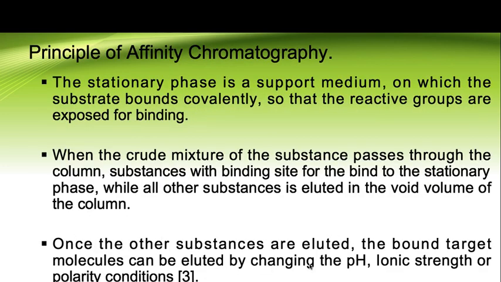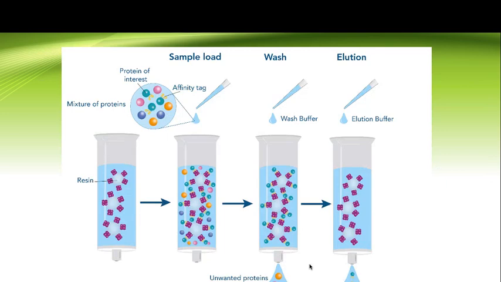What is the principle of affinity chromatography? The stationary phase is the support medium onto which the substrate binds covalently so that the reactive groups are exposed for binding. When a crude mixture of substances is passed onto the column, the substance with the binding site binds to the stationary phase while all other substances are eluted in the void volume of the column. Once the other substances are eluted, the bound target molecules can be eluted by changing the pH, ionic strength, or the polarity conditions. Here, this picture depicts the elution of the molecules based on affinity.